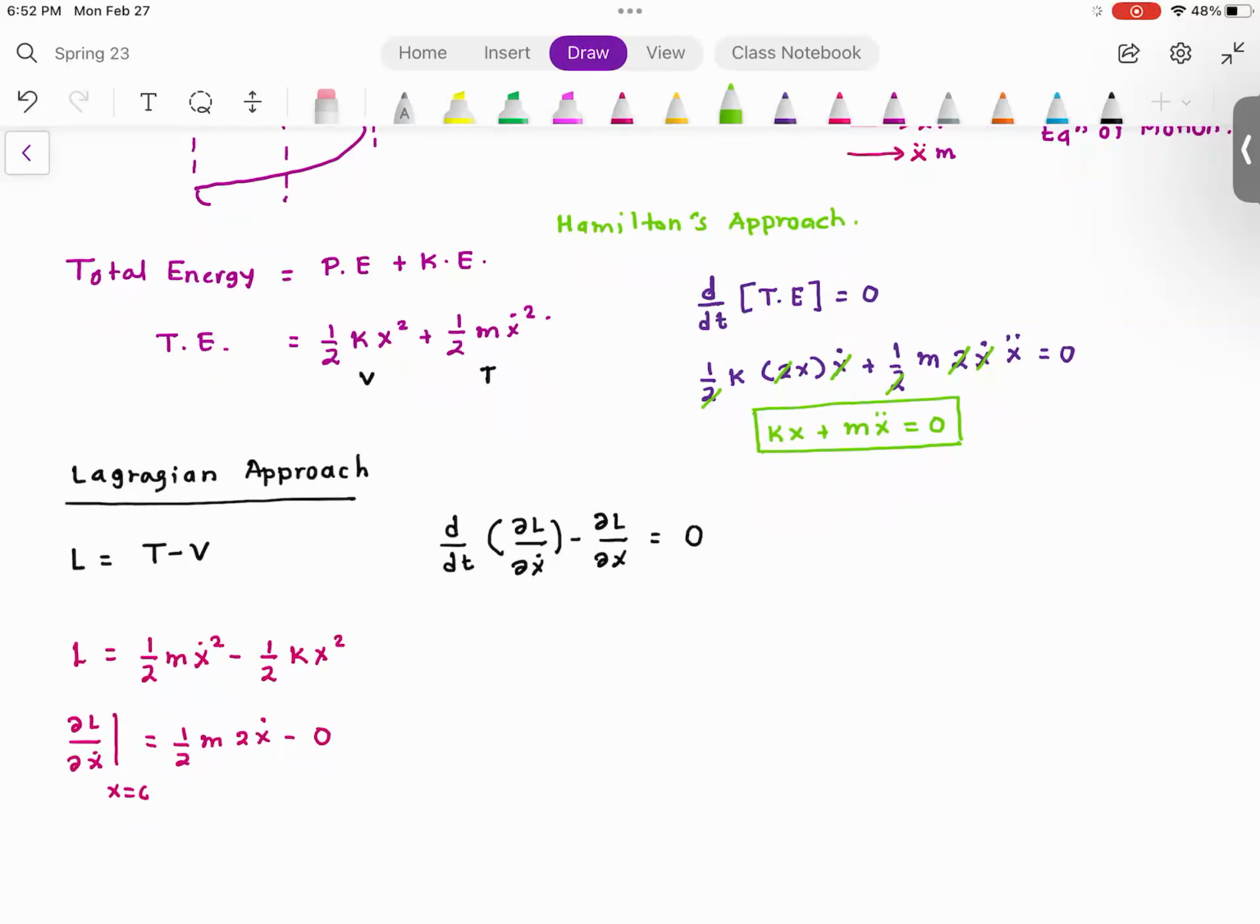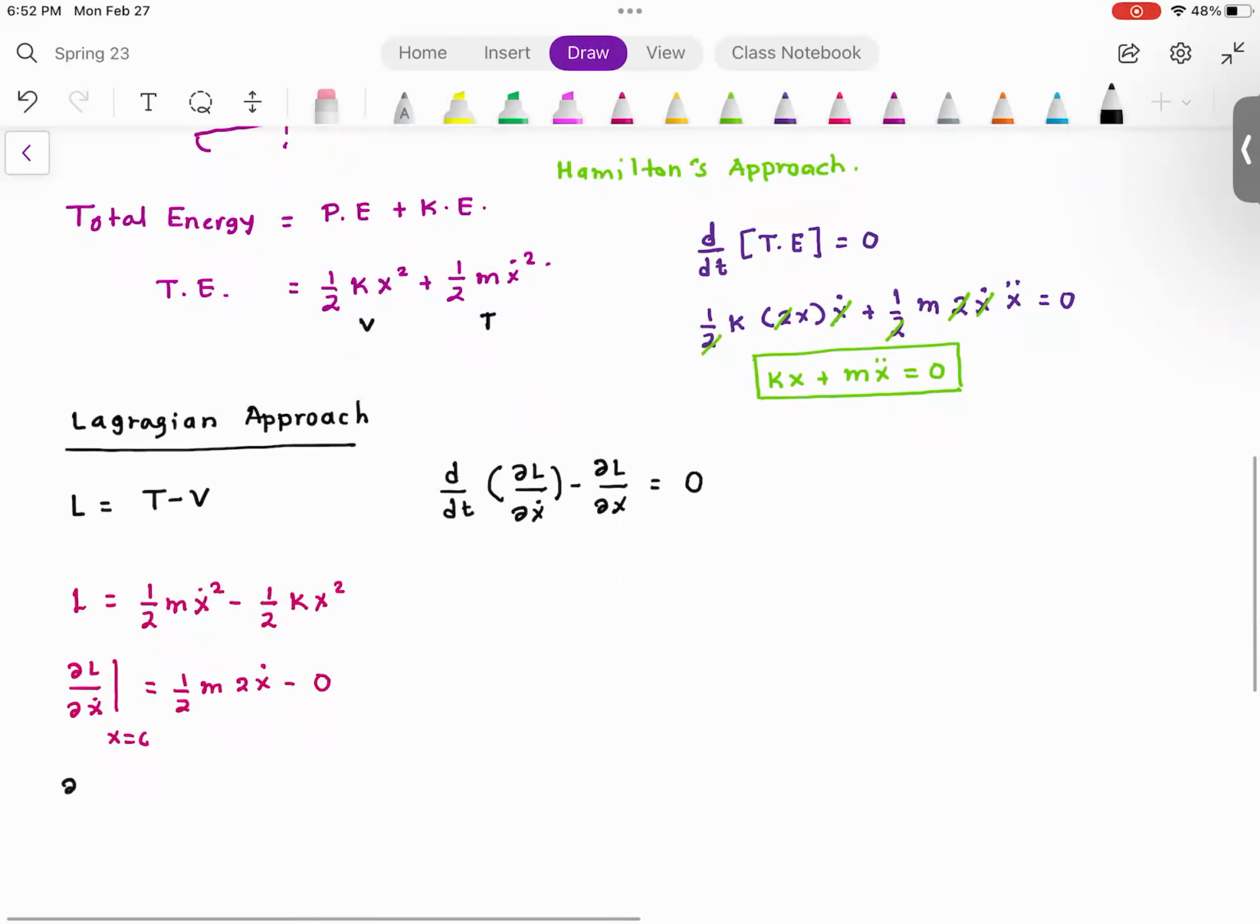If you don't understand, please ask me now. Next, partial L by partial x, which means x dot is constant. Please understand, the 1/2 m x dot square term becomes 0, minus 1/2 k 2x. You agree with me?